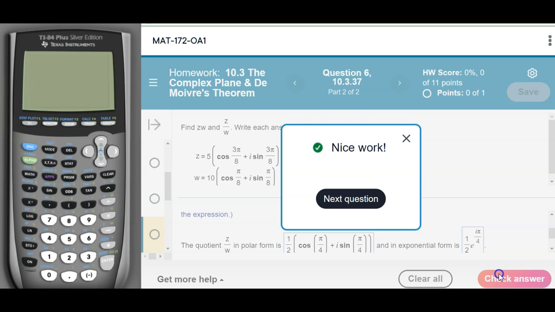So just remember, arguments, the angles on the inside, are subtracted when we divide. They're added when we multiply. The numbers out front, the 5 and the 10 in this case, are multiplied when we're multiplying, divided when we divide.